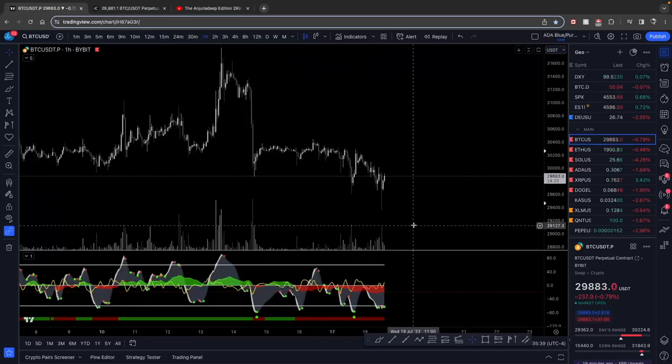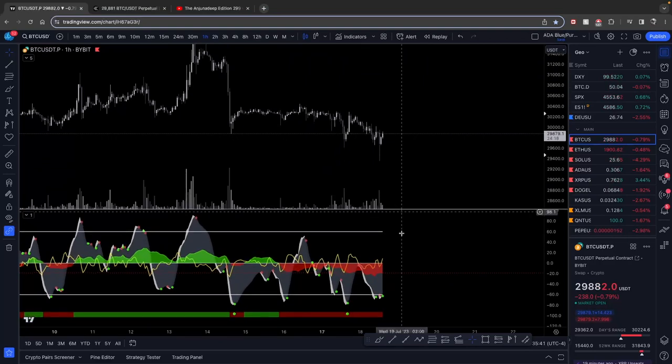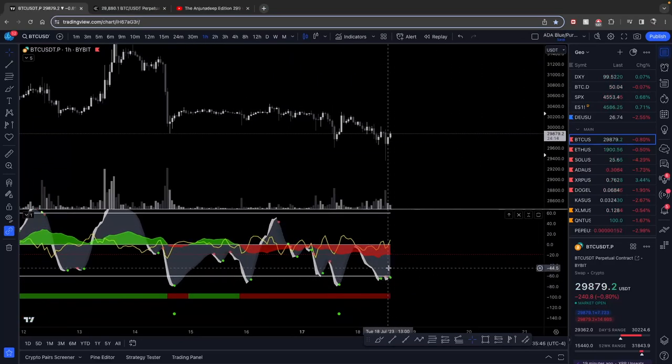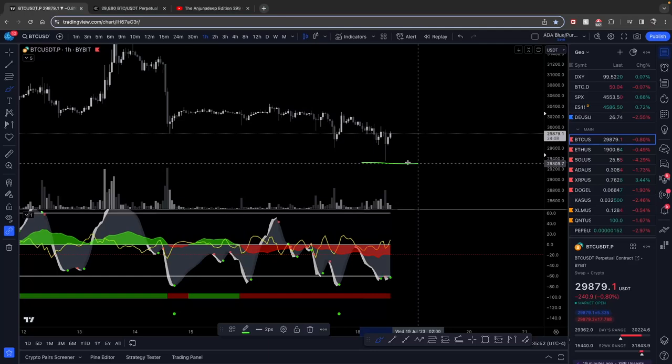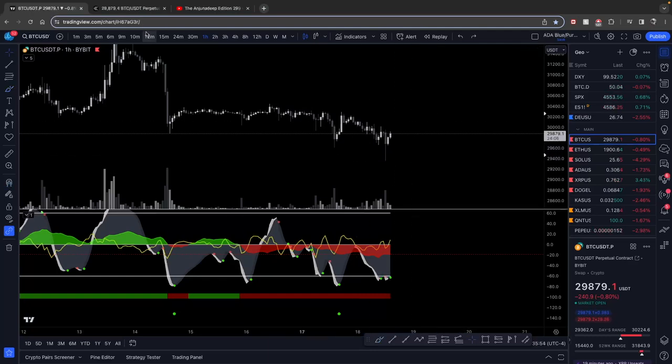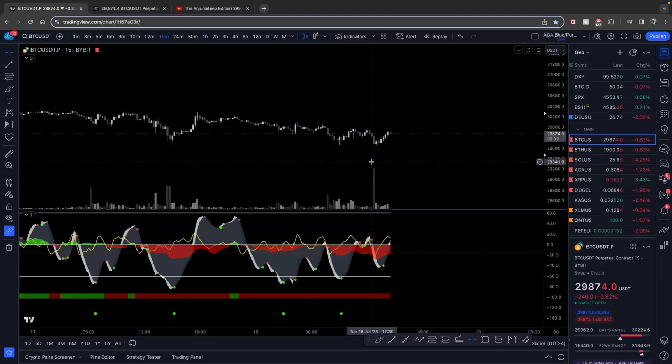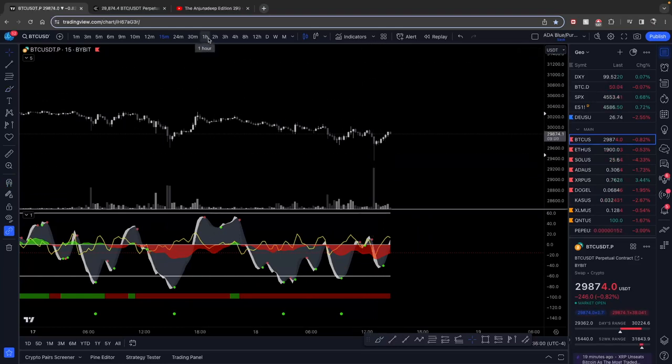We don't know that this green dot is going to be a green dot until it prints. But after it prints, as you can see, we've already made the move. So your executional time frame is going to front run your environmental time frame.